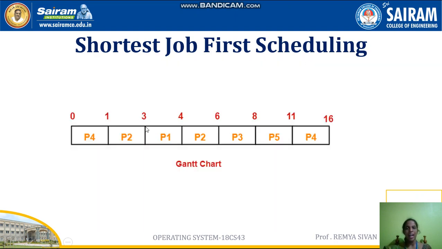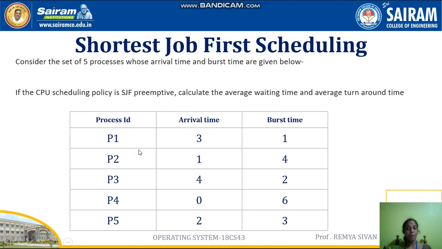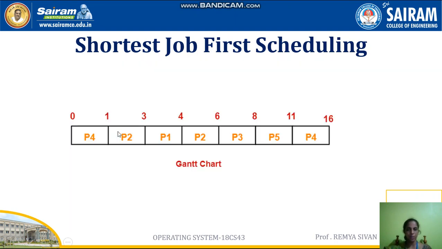P2 will be continuing. At time 3 P1 has come. P1's burst time is 1 and P2's remaining time is 2. So 1 is less than 2, so P1 should start the execution, right? So we are taking the processor forcefully from P2 and P1 will be starting their execution for 1 millisecond.